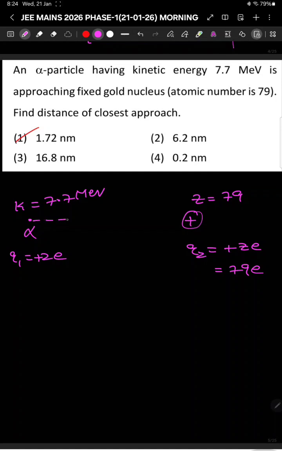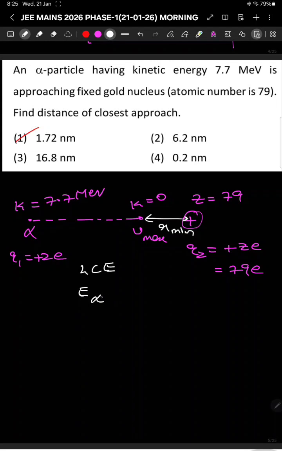As the alpha particle approaches, due to repulsion between the nucleus and the alpha particle, its velocity decreases and becomes 0 somewhere here. Velocity 0 means kinetic energy is 0, and potential energy becomes maximum. This distance is called the closest distance or minimum distance. To find the minimum distance, we have to apply the law of conservation of energy.